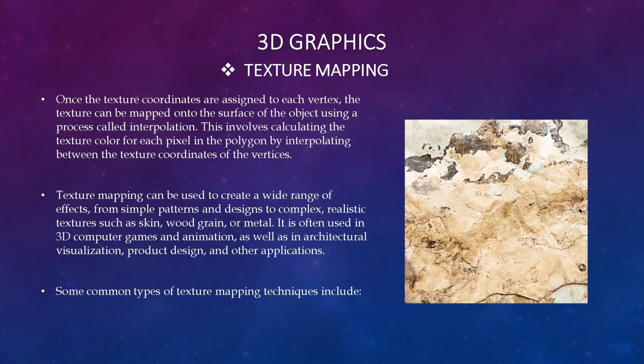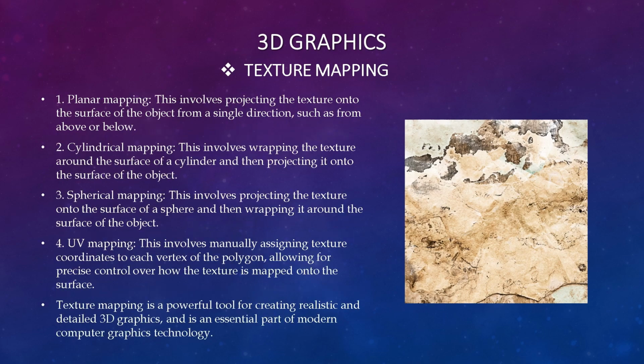Some common types of texture mapping techniques include 1. Planar mapping. This involves projecting the texture onto the surface of the object from a single direction, such as from above or below. 2. Cylindrical mapping. This involves wrapping the texture around the surface of a cylinder and then projecting it onto the surface of the object.